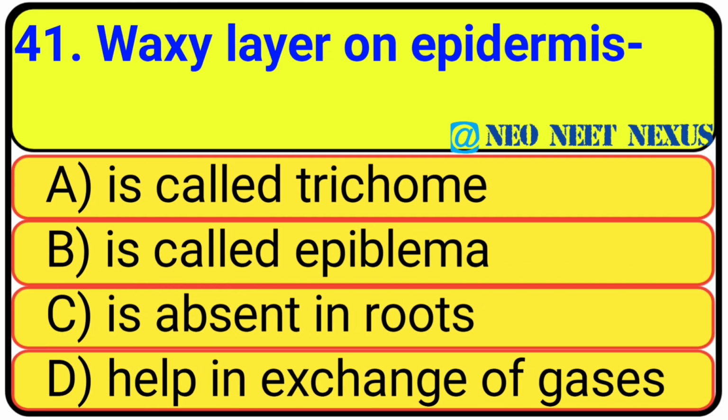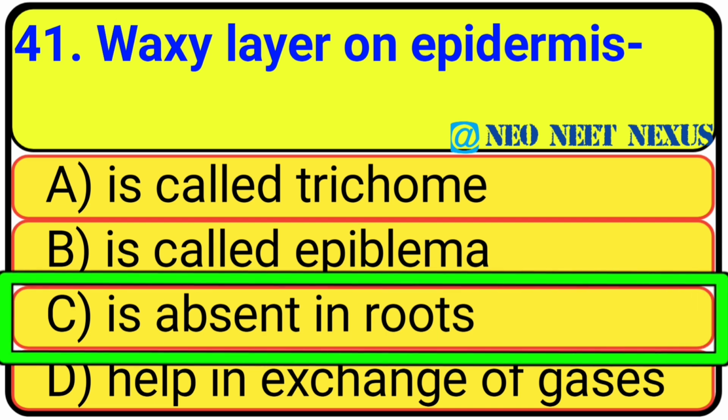Next, waxy layer on epidermis. A is called trichome, B is called epiblema, C is absent in roots, D help in exchange of gases. Correct answer is option C, is absent in roots.